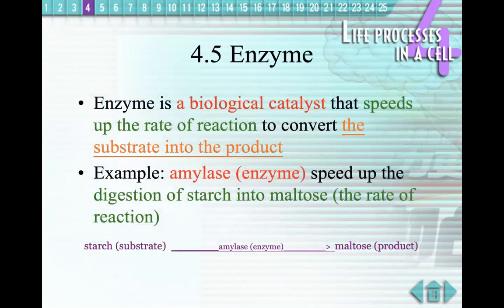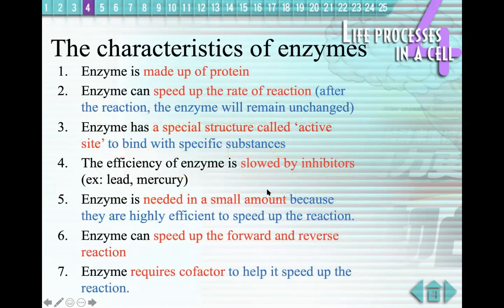Okay, the next one is enzyme. Enzyme is a biological catalyst that speeds up the rate of reaction that can convert the substrate to the product. So there are so many enzymes, you should know. For example, amylase. The amylase will speed up the digestion of starch into maltose. I think it's very easy, right? I think you should know this.